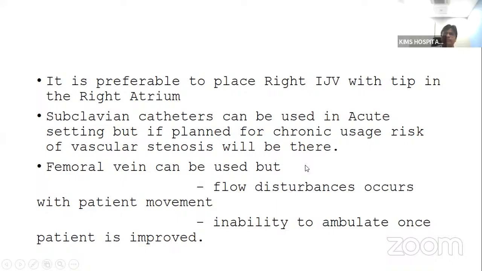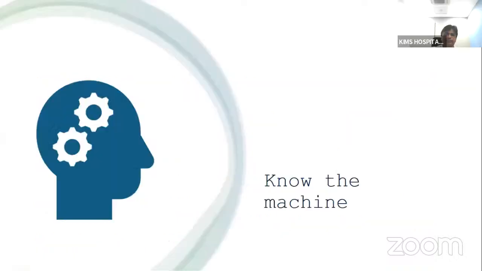The problem with the femoral vein is that whenever the child starts moving, flow disturbances will keep occurring. And when the child starts improving, we can't mobilize the child with femoral vein catheters. So most of the time in bigger kids, we prefer putting the right IJV. In neonates, where the length of the catheter is high, around 10 to 11 centimeters, when we place it in the IJV, the catheter can pass into the right atrium and right ventricle. So we tend to put the femoral in the case of neonates.